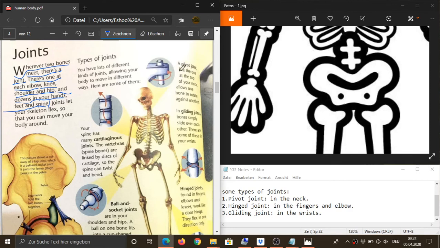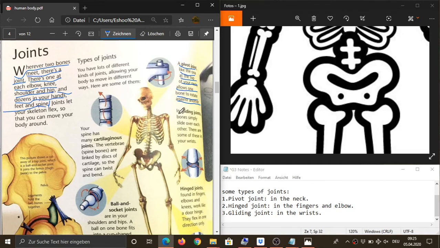Do you see the pivot joint? This one, the first one? Highlight it. Joint, like the one at the top of your neck, and allows one bone to rotate against another. So one bone is fixed and the other one rotates. So one of them does not move. That's about it. That's the first type.